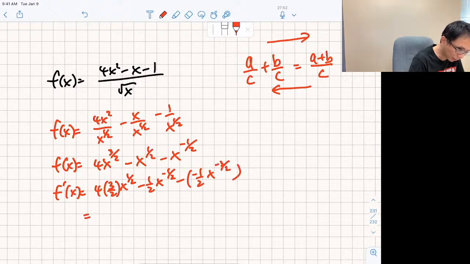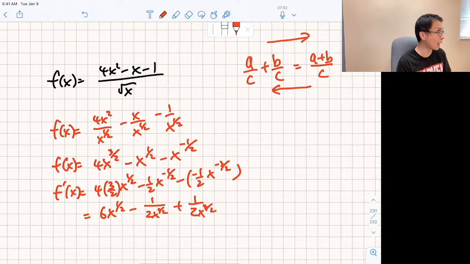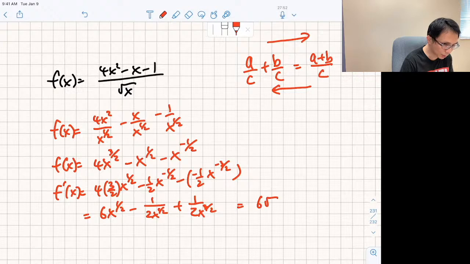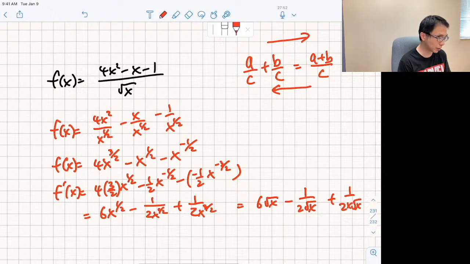So that's equal to 2 times 3 is 6x to the 1/2, minus 1 over 2x to the 1/2, plus 1 over 2x to the 3 over 2. Now this is the answer I'm happy with. I can move on with this. If you really want radical form, that's fine: 6 square root x minus 1 over 2 square root x plus 1 over 2x square root x. That's the best way to do it if you want radical form. I don't prefer it, but it's up to you to recognize extra things.